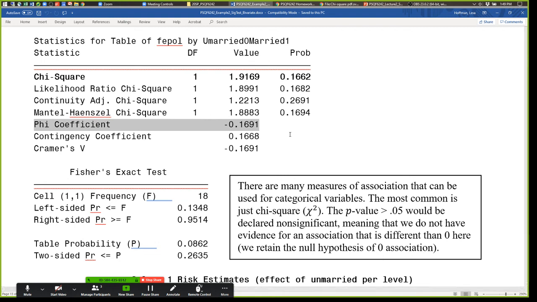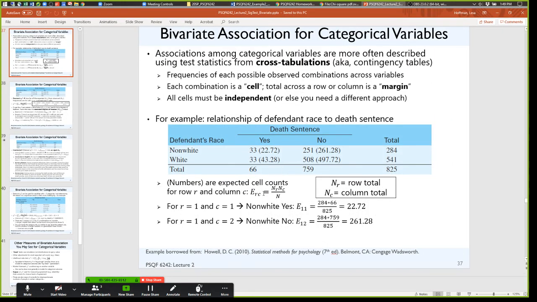So, quick clarity. The formula that you were just talking about a while ago, when we were talking about Stata, are you talking about the formula on slide 39? 37. It's right here. How to get the expected cell count. Thank you.